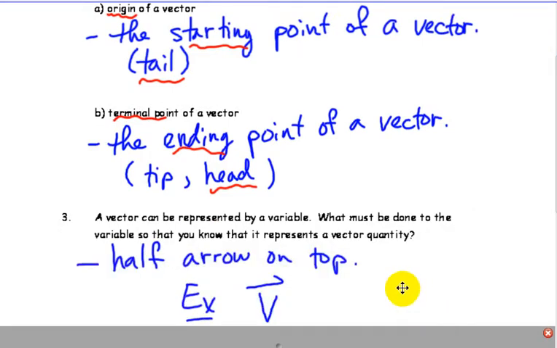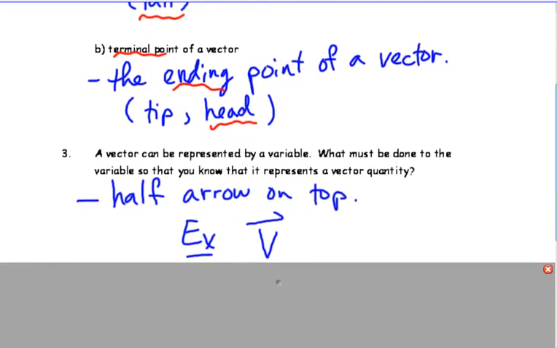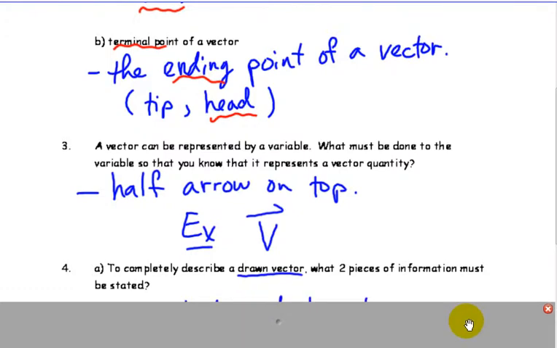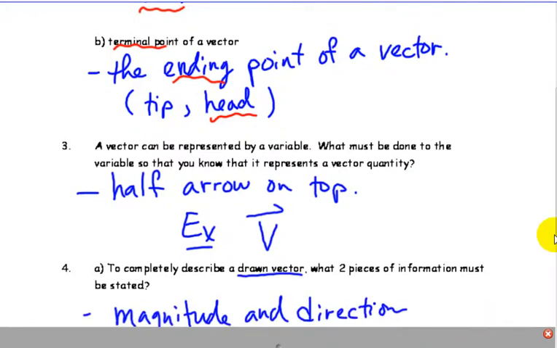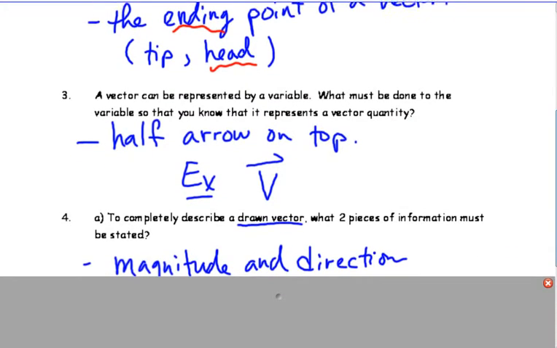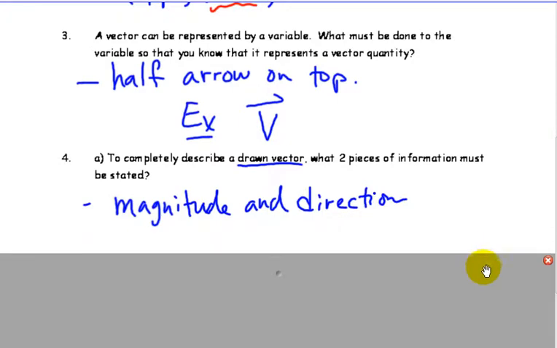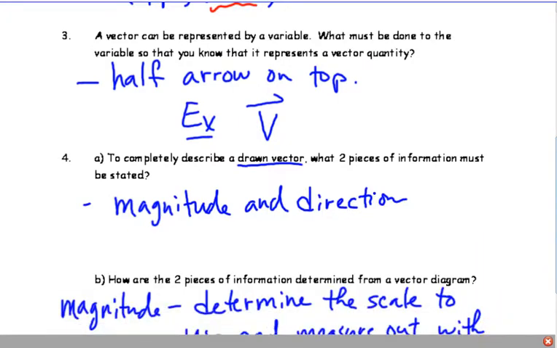A vector can be represented by a variable. What must be done? We talked about this already. A half arrow over top of a variable that you choose to name it. And then of course the two things that a vector quantity must have is a magnitude, size, and also which way is it pointing, or direction, as illustrated earlier.